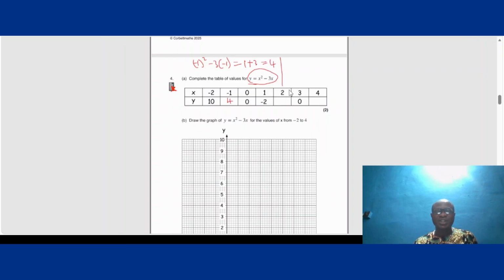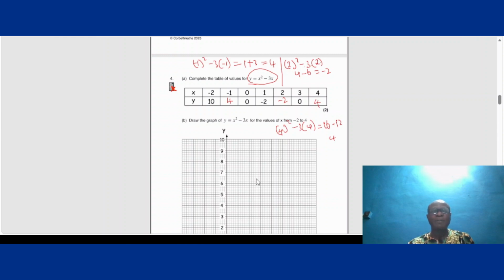Next, when x is 2, I have 2 squared minus 3 times 2. So 2 squared is 4. Minus 3 times 2 will give me minus 6. Giving us minus 2 here. The last one, when x is 4, that is going to be 4 raised to power 2 minus 3 into 4. And 4 squared is 16. Then minus 3 times 4 is 12. If I subtract, I get 4. When x is 4, y is 4.